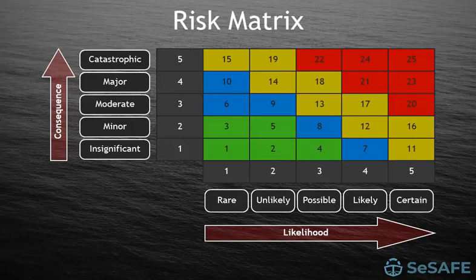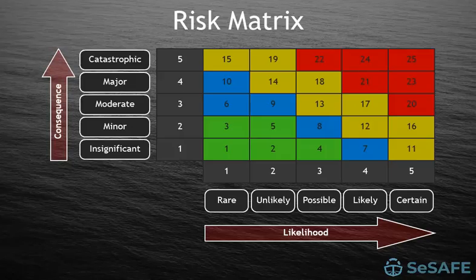A risk matrix is used to assess the level of risk to an identified hazard, such as falling overboard, or cutting oneself using a knife. The level of risk is assessed by, one, determining the likelihood of the hazard occurring, and two, assessing the probable consequence as a result of it occurring.